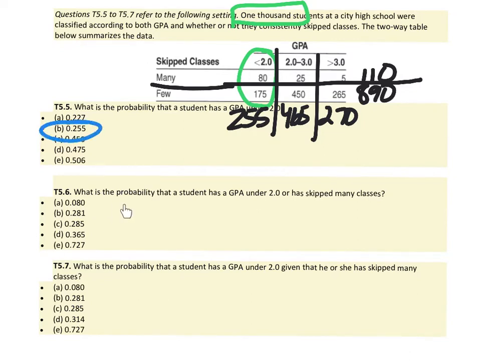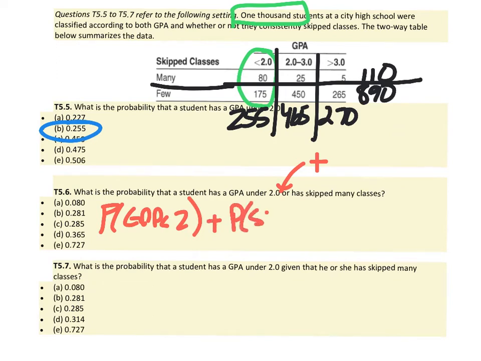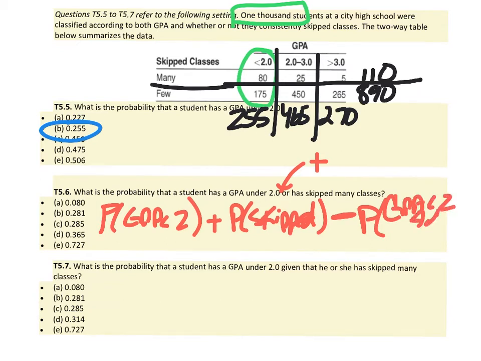Question 6. What is the probability that a student has a GPA under 2.0 or has skipped class? In probability theory, the one thing you want to remember is "or" indicates to add. So in this case, I want to find the probability that the GPA is less than 2 or the probability that they skip class. Now, if these are mutually exclusive or not will make a difference. So you always have to see if you're double counting. So you always have to subtract out the probability that here the GPA is less than 2 and at the same time they skipped class.